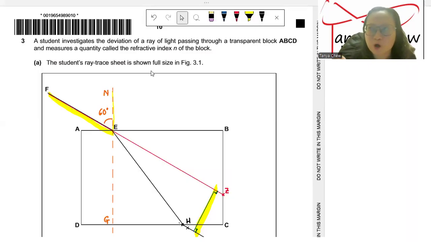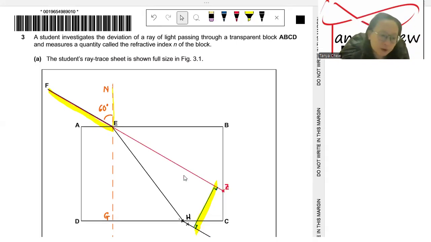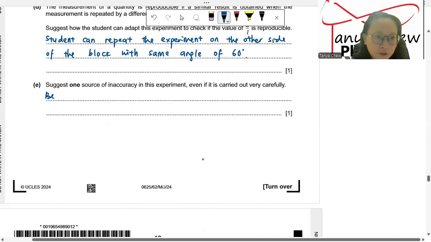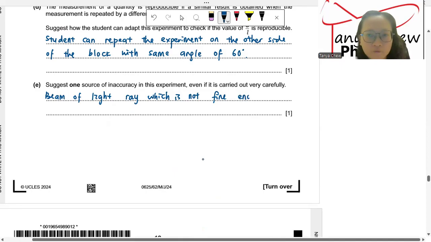The question did not state the size of the ray, the thickness of the ray. So the ray could be kind of thick, but if you want your experiment to be more accurate, a fine beam must be used instead. So I would say that maybe the beam of light ray is not fine enough. It is not a fine beam. You're supposed to use a fine beam in order for you to get a very accurate result.